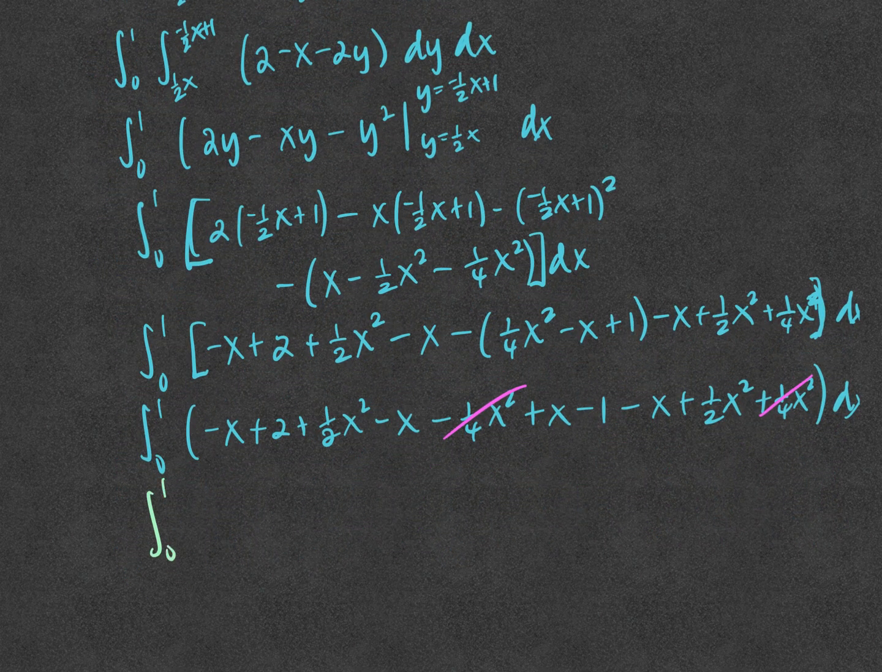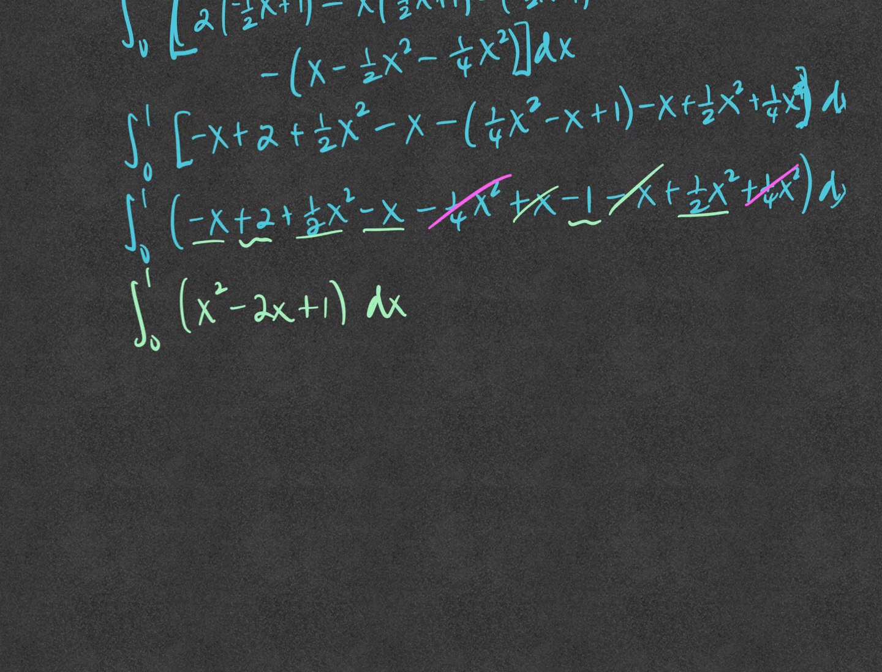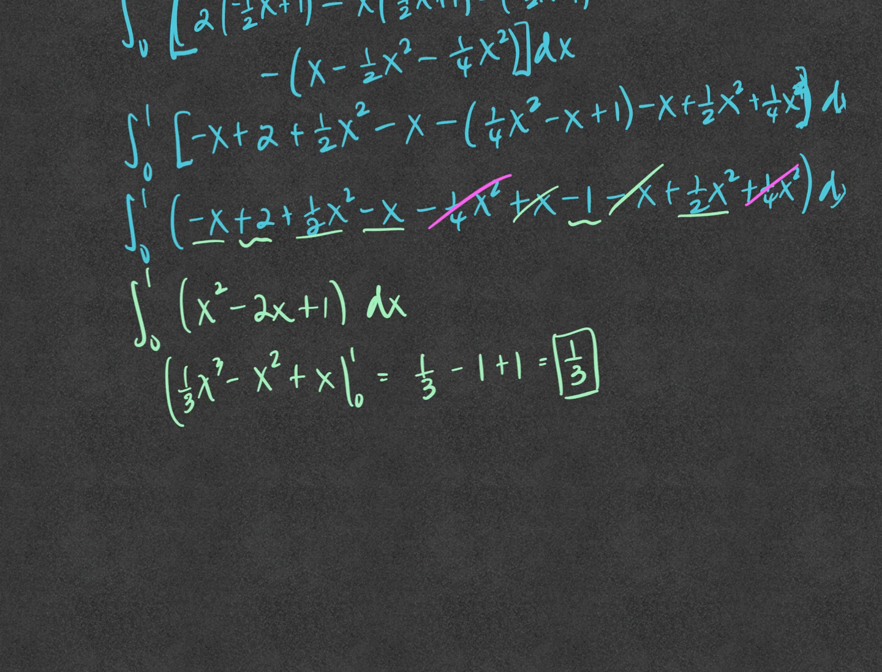We have the integral from 0 to 1. Let's start with x squared. I have a half and a half makes a whole. So we have x squared minus x, and these cancel. So we have minus 2x, and then we have plus 2 minus 1 makes a plus 1, and we're integrating with respect to x. So when we integrate that, we get 1/3 x to the 3rd minus 2 over 2 is 1 x squared plus x from 0 to 1. So this means we have 1/3 minus 1 plus 1, which equals 1/3, minus 0 minus 0 minus 0.